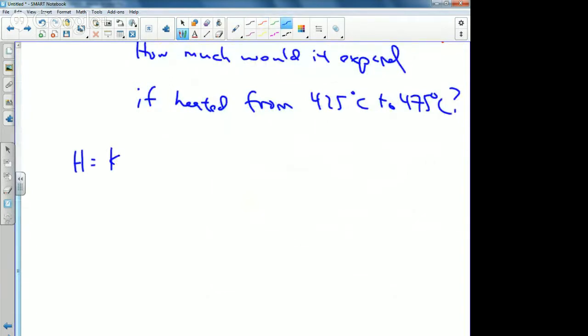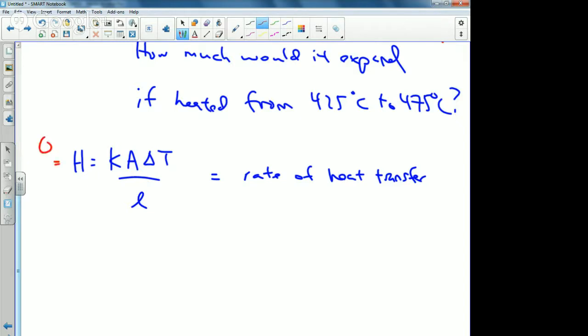H equals kA delta T over L. This is a formula on your reference table, again, that usually appears on the Part 1s, not on the Part 2s. This is about rate of heat transfer. So when I say rate of heat transfer, it's really saying, in a sense, Q over t, or even power, we could say. We don't really talk about the power. So H is the rate of heat transfer.